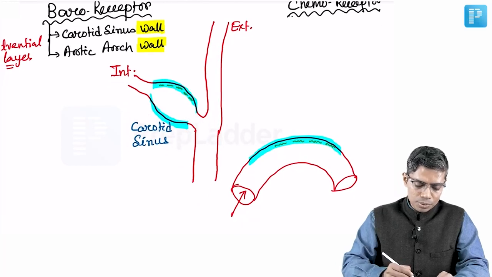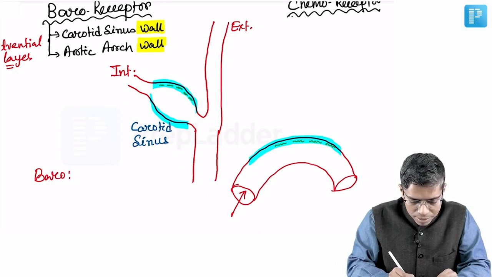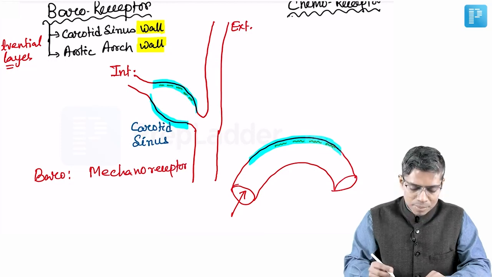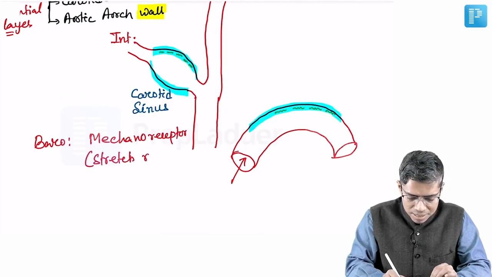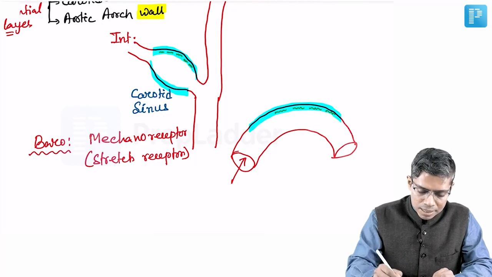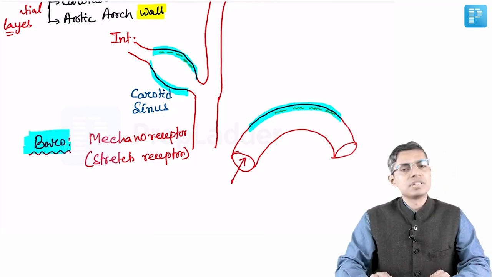Now second, I told you that baroreceptors, they are which type of receptor? They are mechanoreceptors. What do you mean by that? Means they can detect the stretch. So they are basically stretch receptors, right? So this thing you also have to remember, that baroreceptors can detect the stretch. That's why they are known as mechanoreceptors.